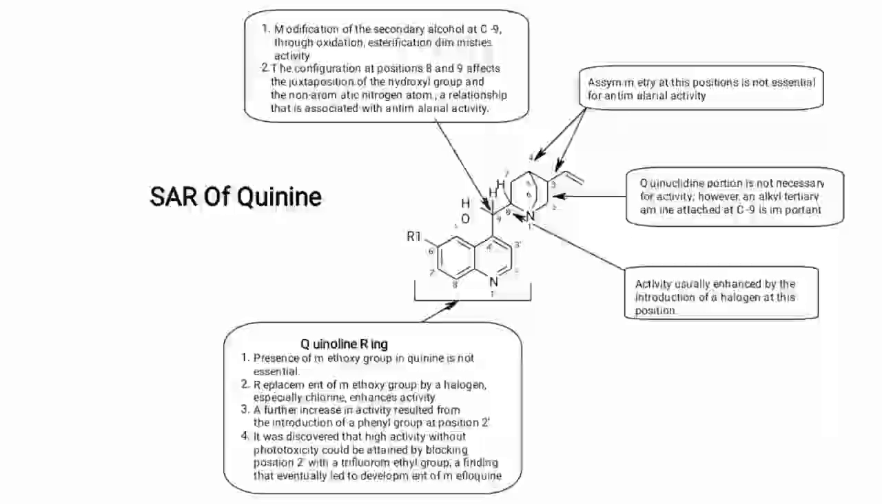The configuration at positions 8 and 9 affects the juxtaposition of the hydroxyl group and the non-aromatic nitrogen atom, a relationship that is associated with anti-malarial activity. So these are some positions, like 8 and 9 in the upper ring and position number 2 dash in the lower ring. These are very essential positions where the replacement or exchange of a group can define a new activity.